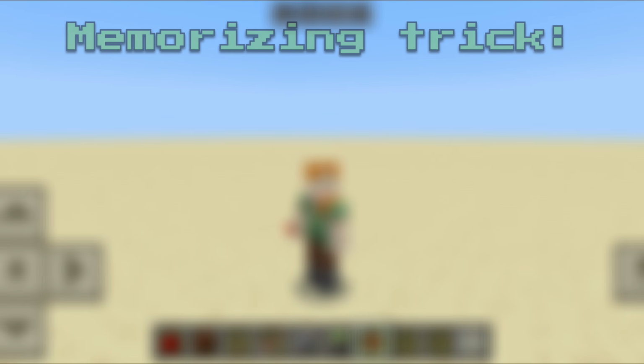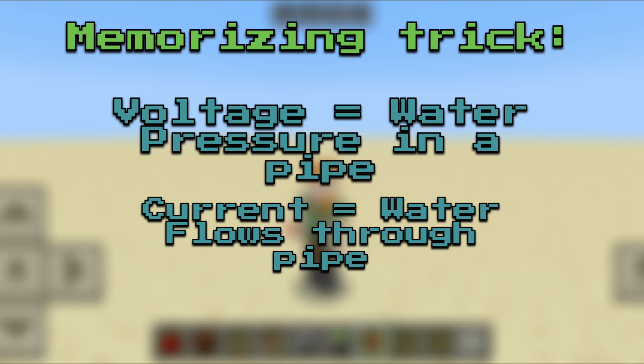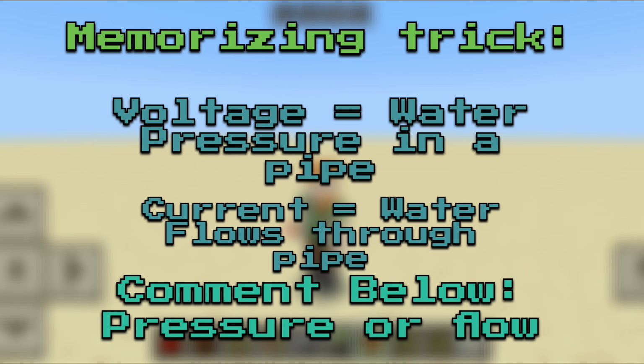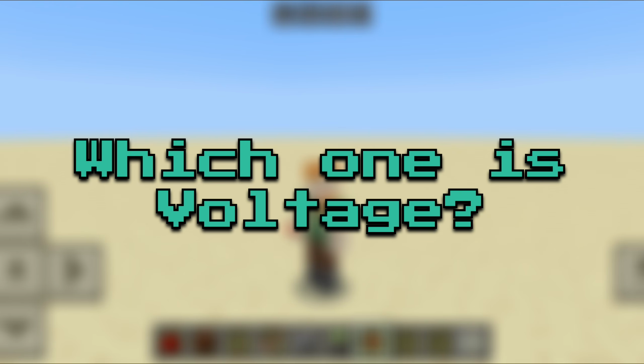Here is an easy way to lock this in. Voltage is the water pressure in a pipe. Current is the actual water flowing. The pressure makes it move, and the flow is what moves. Now comment below, pressure or flow: which one is voltage? Let's see who got it.